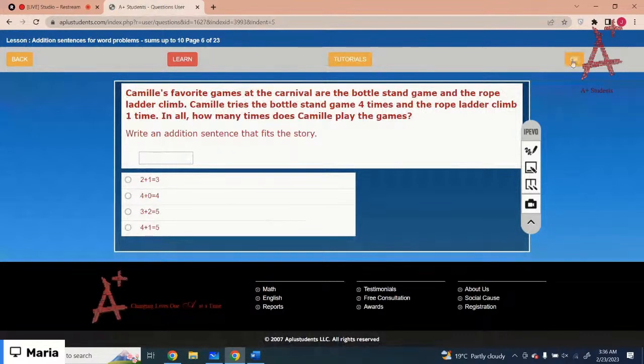Okay, the next one is: Camille's favorite games at the carnival are the bottle stand game and the rope ladder climb. Camille tries the bottle stand game 4 times and the rope ladder climb 1 time. In all, how many times did Camille play the games? So you have to add 4 and 1, because she tried the bottle game 4 times and the rope ladder 1 time. So it would be 4 plus 1. So 4 plus 1 equals.